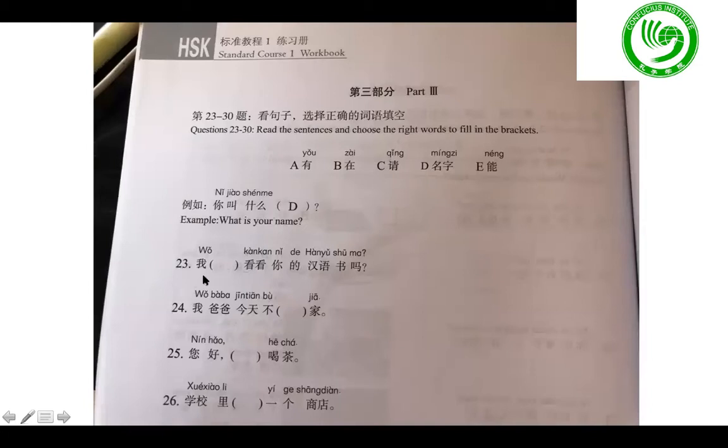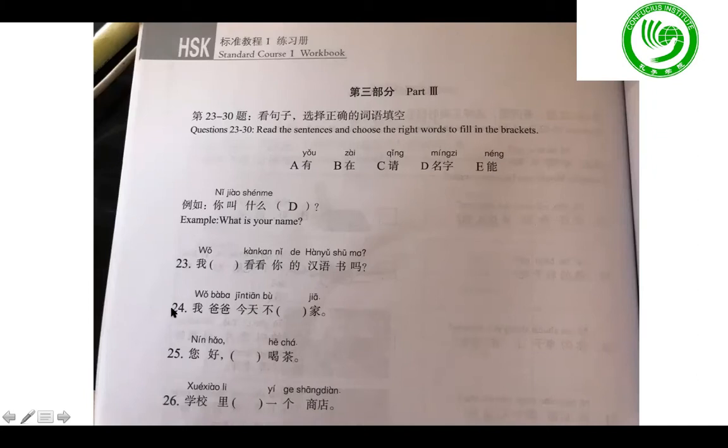It should be E. 我能看看你的汉语书吗？看看 means take a look. So 我能看看你的汉语书吗 means what? May I take a look at your Chinese book? Right? 能……吗 asks for permission.